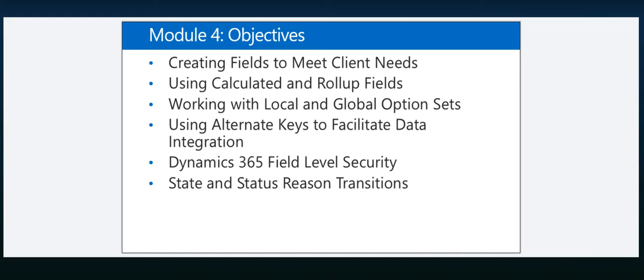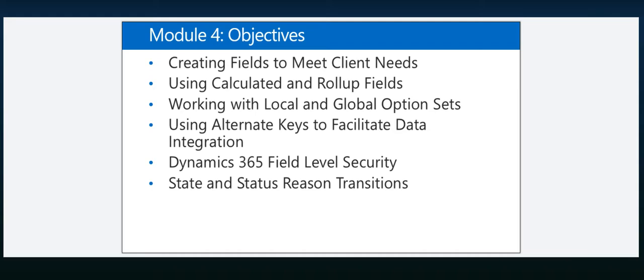We'll be looking at what the different field types are and how they meet specific client needs. We'll look at using calculated and roll-up fields and specifically what those are. We'll talk about option sets and the difference between local and global option sets. And definitely in the more advanced area, we'll look at using alternate keys to facilitate data integration.